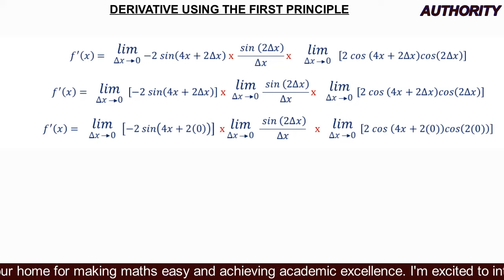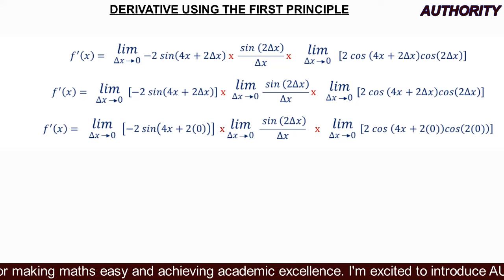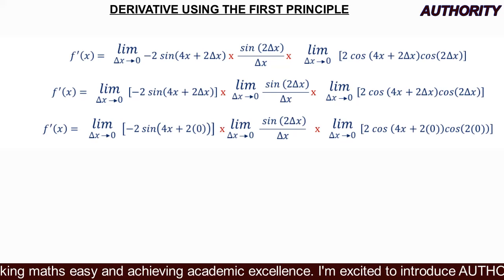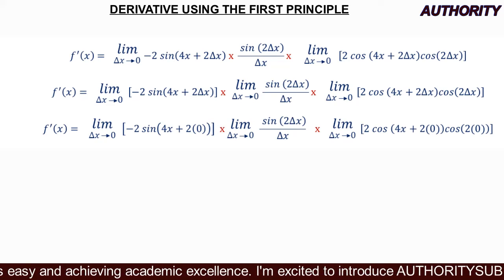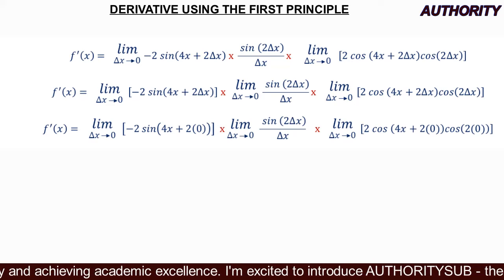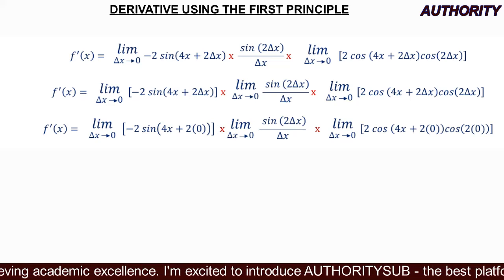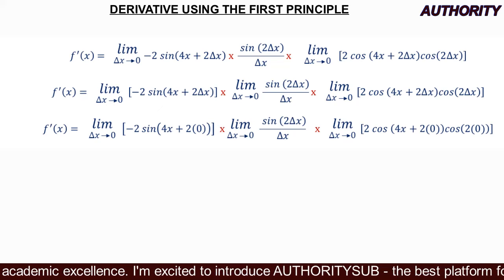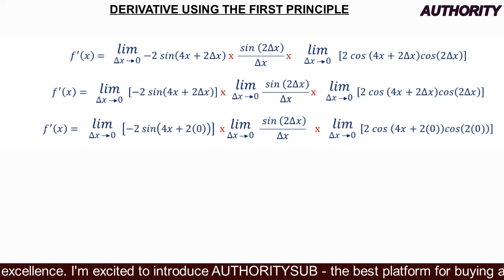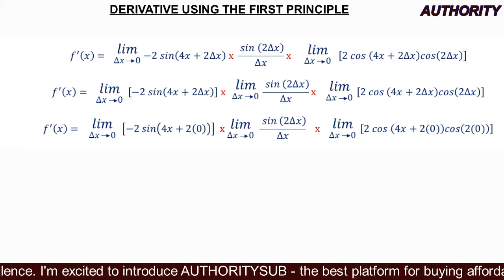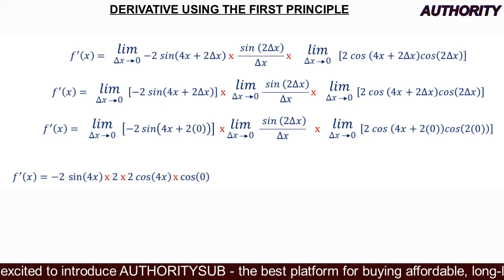Now what are we going to write? We're going to write 0, right? 2 open bracket 0, multiplied by limit as change in x approaches 0 of sin 2 change in x all over change in x, multiplied by limit as change in x approaches 0 of 2 cos(4x + 2, in place of change in x we write 0) multiplied by cos 2, in place of change in x we write 0. Okay, so simplify now. In the first part, we have minus 2 sin 4x. 2 times 0 is 0. Then 4x plus 0 is what? 4x. So the first part is giving us minus 2 sin 4x.